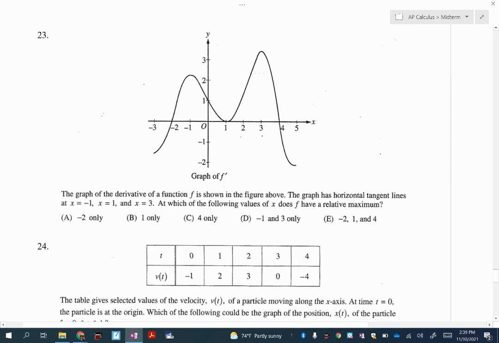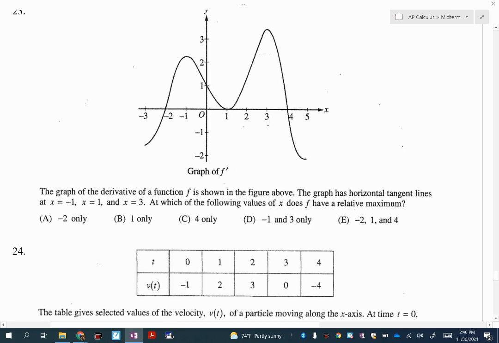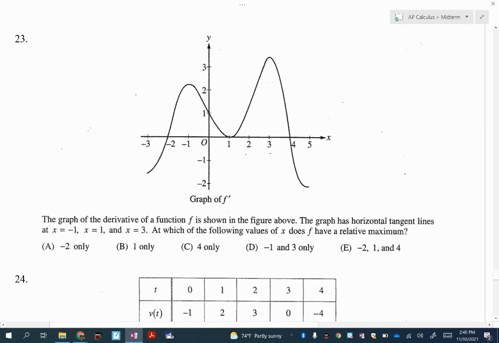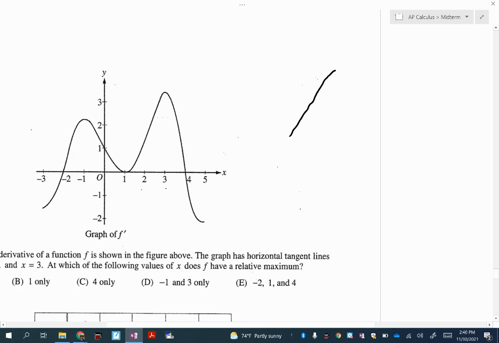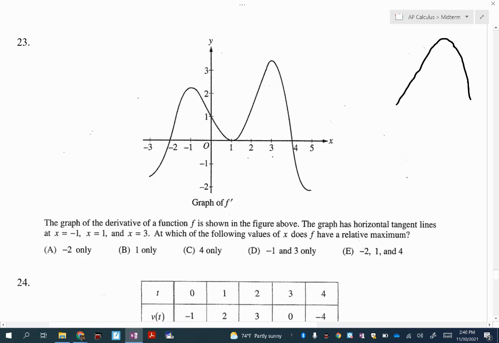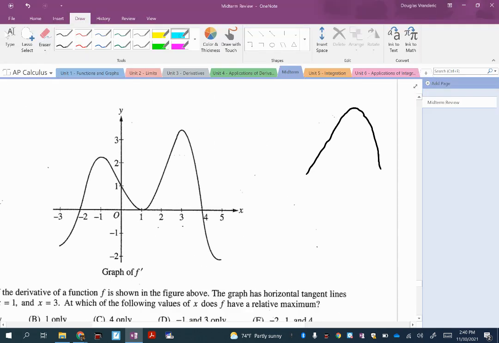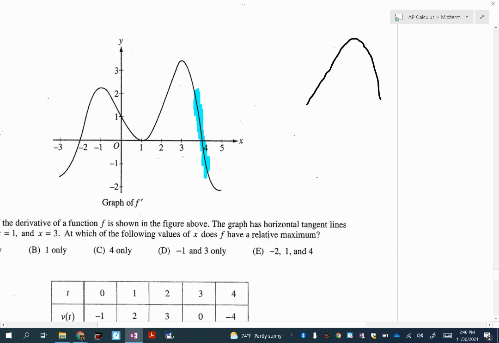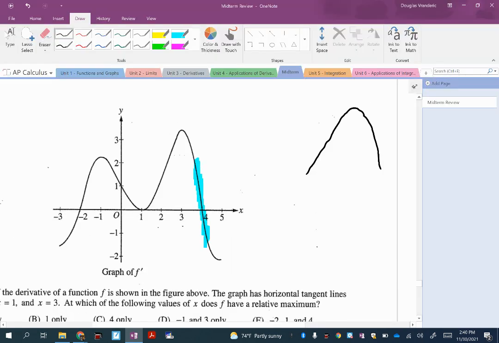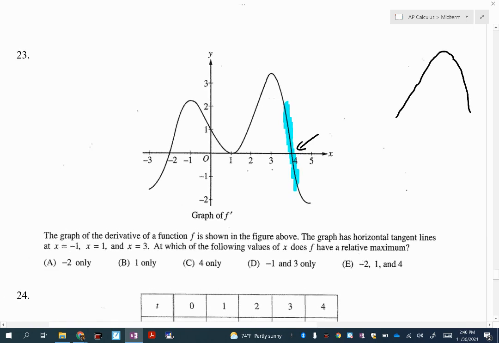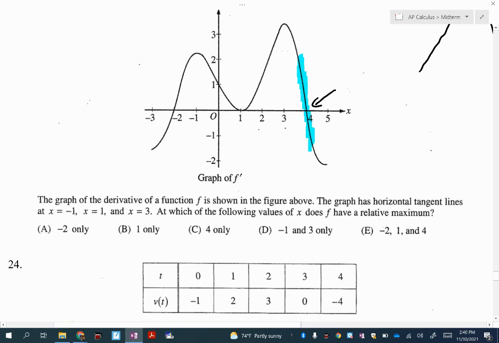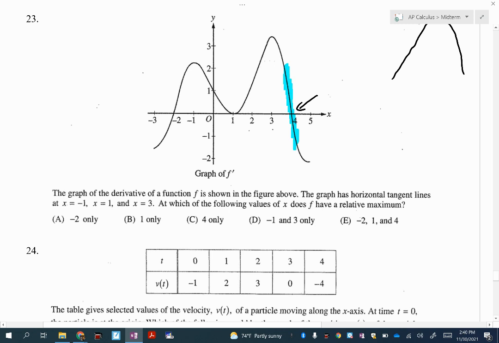All right, 23. In 23, we have the graph of the derivative. We want to find at which of the following values of x does f have a relative maximum. So a relative maximum for your original function would be going from increasing to decreasing. So essentially, I'm looking for where the derivative goes from positive to negative. Right there at x equals 4 is where you're moving from positive to negative. So we'd have a relative maximum right there. We're increasing, and then we're going to be decreasing. So C, x equals 4.